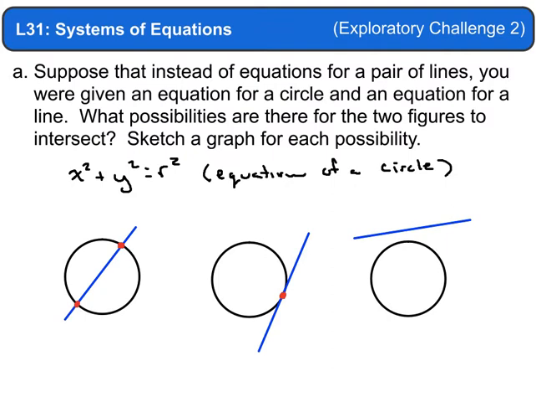And so in this case, we classify this as we could have two solutions, we could have one solution, or we could have no solution. So those are the possibilities.